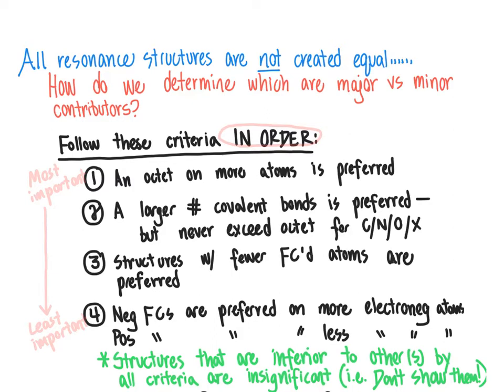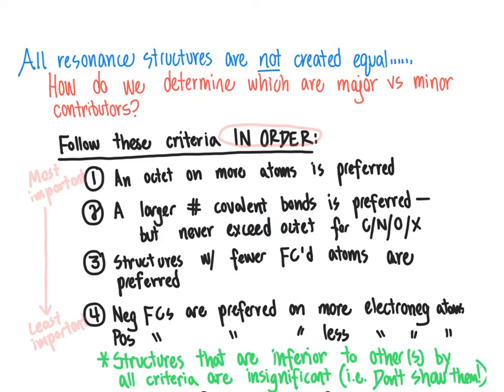So as soon as we determine that one structure has an octet and the other one doesn't, the one with the octet is automatically the winner. You don't even need to go any further down the list to compare and contrast the structures. So we're following these in order until we find one on the list that allows us to differentiate between the two structures, the two resonance forms that we're comparing.